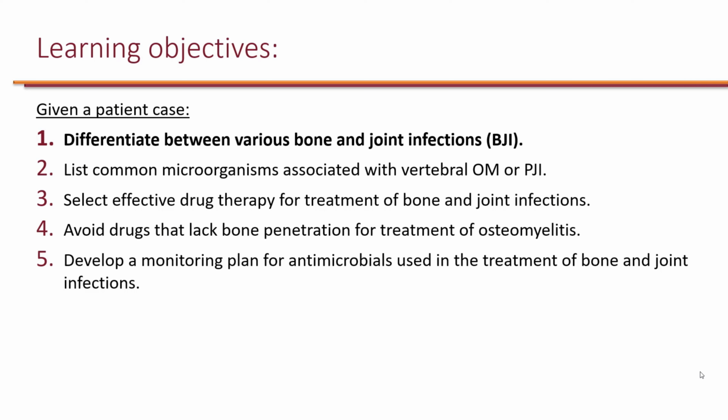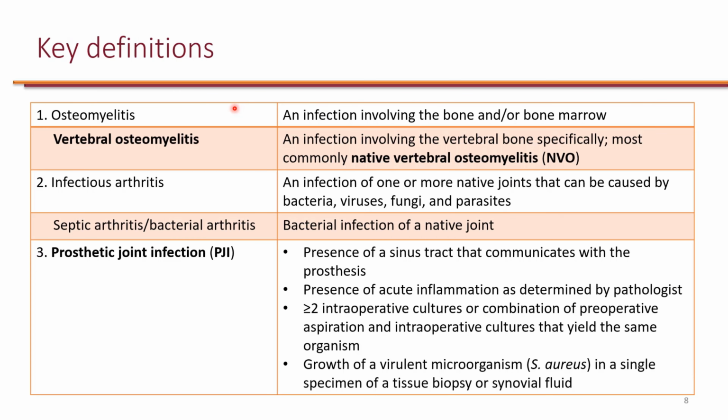The first learning objective is, given a patient case, differentiate between various bone and joint infections. Osteomyelitis is an infection involving any bone in the body or bone marrow. Osteomyelitis of the vertebra is specifically called vertebral osteomyelitis. Infectious arthritis is an infection of native joints that can be caused by bacteria, viruses, fungi, or parasites. Septic arthritis or bacterial arthritis are specifically bacterial infection of a native joint.